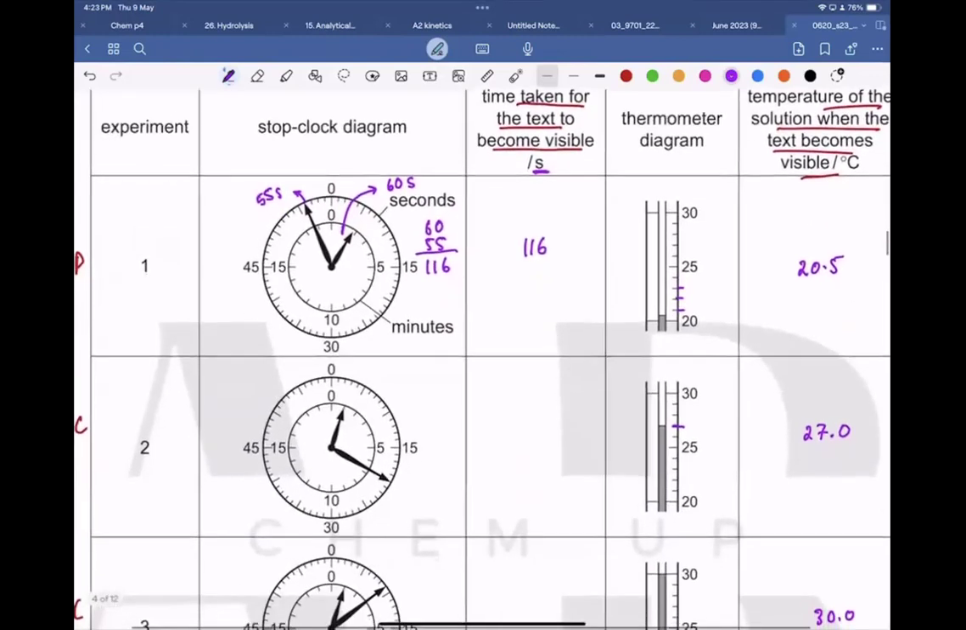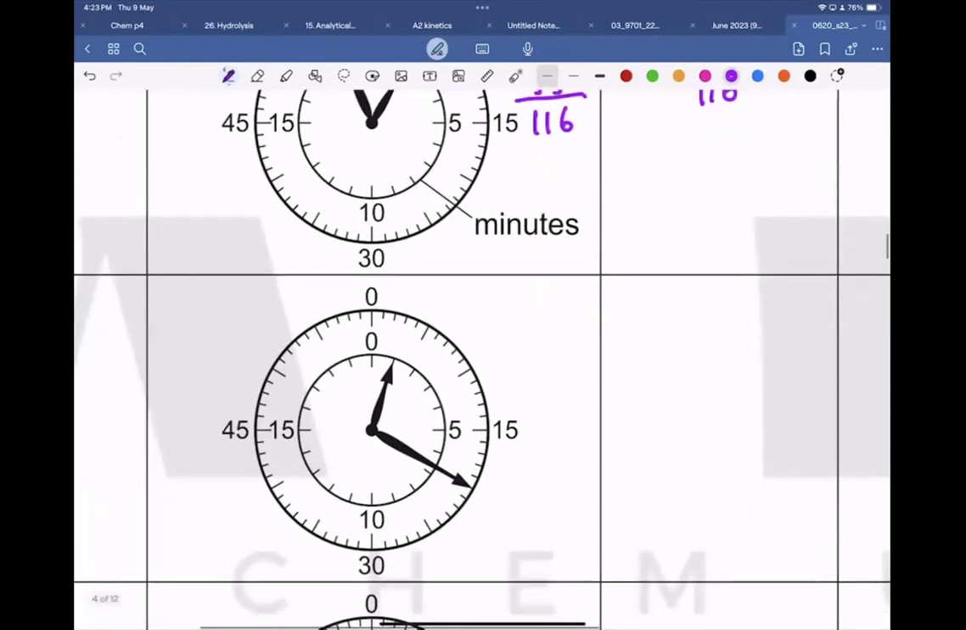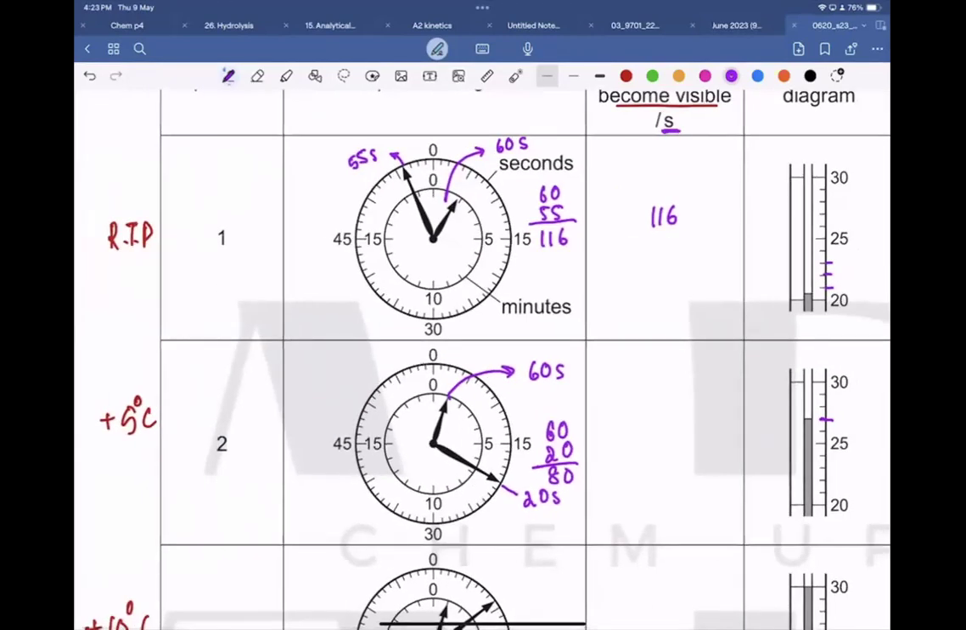Okay. Now the second one, if you see, here we have 1 minute, which means 60 seconds. And here we have 20 seconds, right? So 60 plus 20 gives you 80 seconds. So experiment 2, which is at 5 degrees Celsius higher, 1 minute, Rahim, it's going to be 80 seconds.